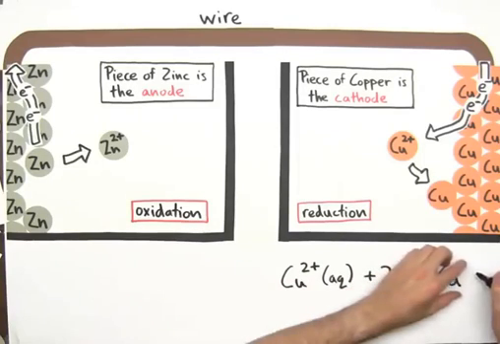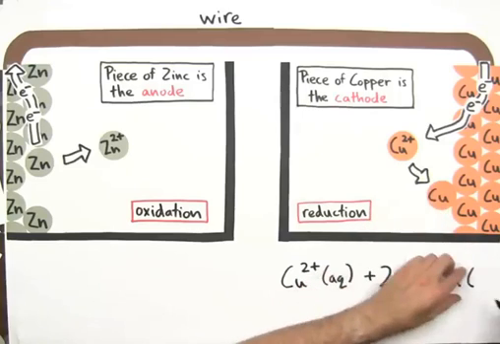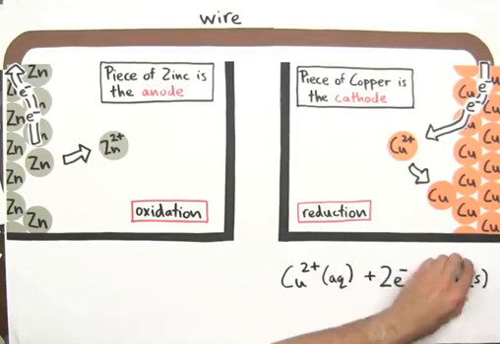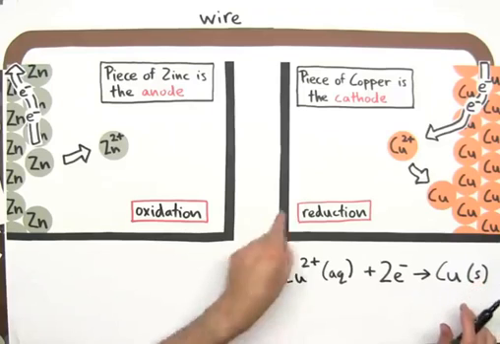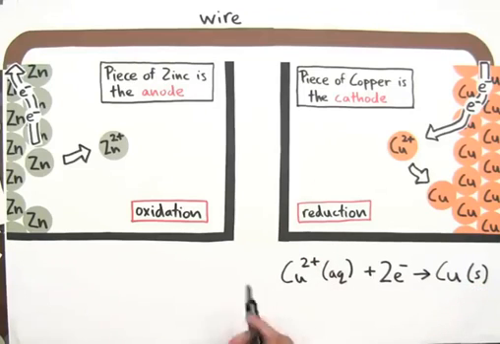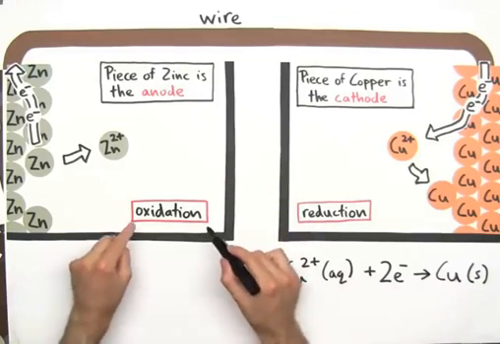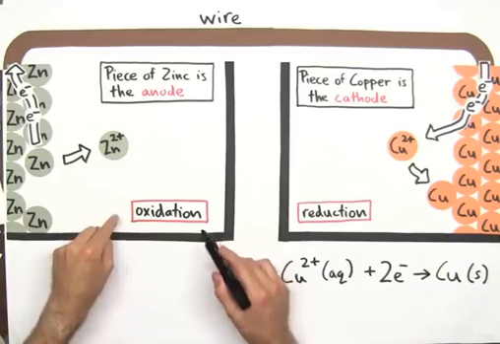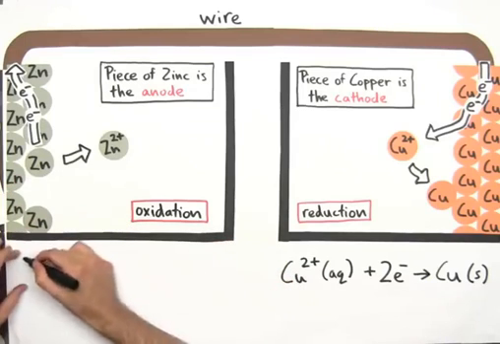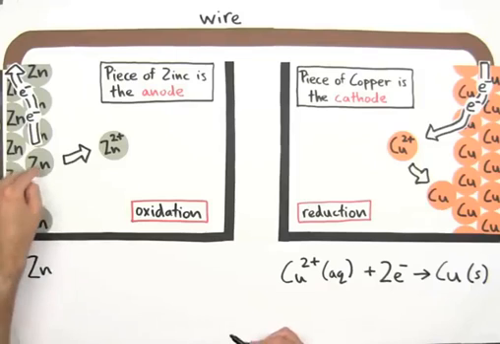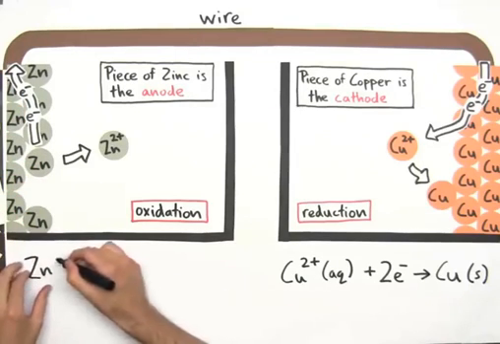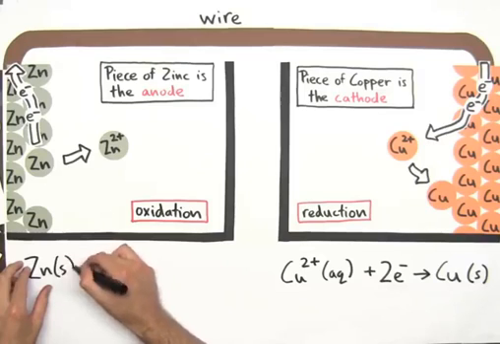That shows that it's neutral, and then it's part of the solid metal, so I write an S after it. So this is the reaction for the reduction process. Over here, the reaction for the oxidation process. We start out with a neutral zinc atom, and this neutral zinc atom is part of the solid piece of zinc. So I'm going to put this S here for solid.